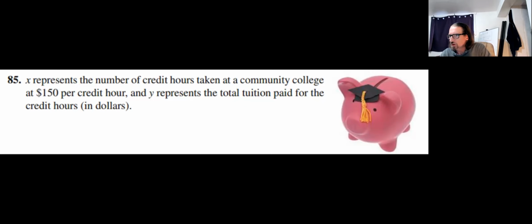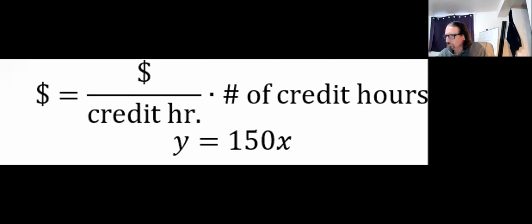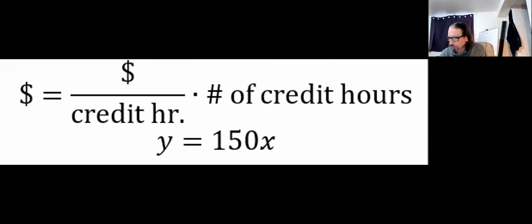Now, notice how they said $150 per credit hour. Give me a moment here, switch over what's being shared. Okay, hold on. Rather than thinking of writing equations as something magical, in the case of this real-life application, think of something that makes sense. The dollars per credit hour times number of credit hours is going to be their total charge. X was the number of credit hours, and Y would be their total charge. We knew that there was $150 being charged per credit hour. So our equation is Y equals 150 times X.